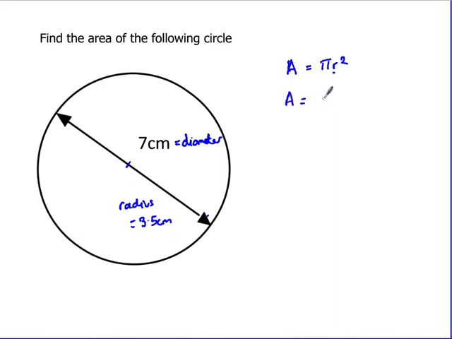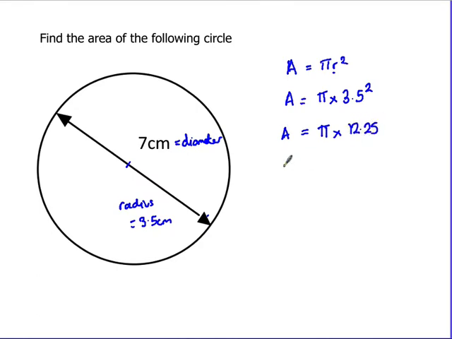So we've got the area equals pi times by the radius squared. The radius is now 3.5. So it's pi times by 3.5 squared. Now you could put this all into your calculator at once, but just so you can see what I'm doing, I'm going to work out the 3.5 squared bit first. And that's 12.25, so I've got pi times by 12.25.